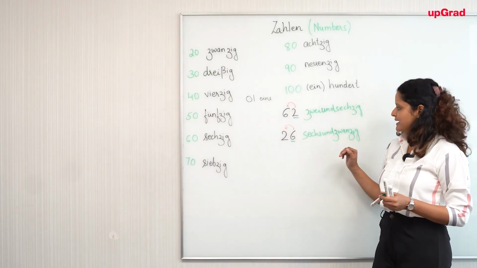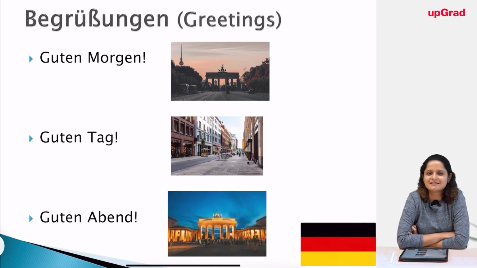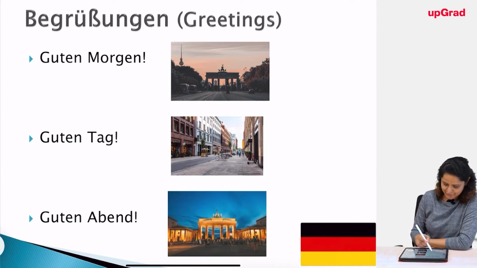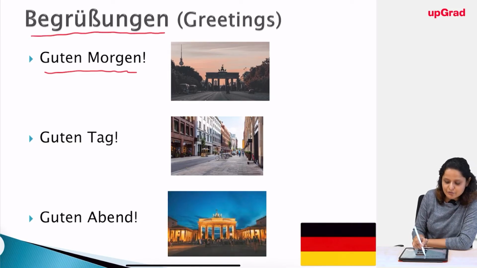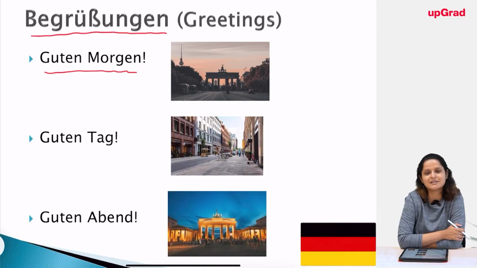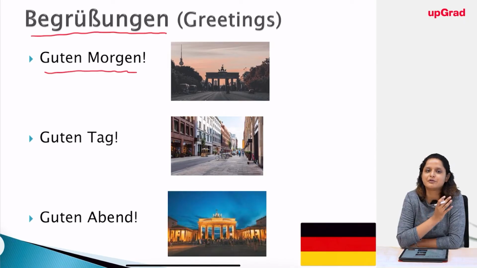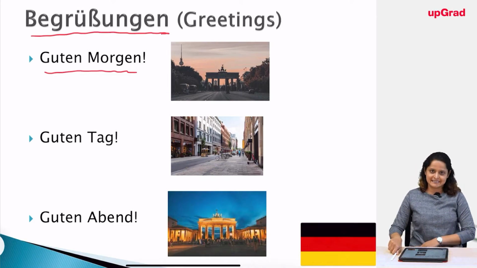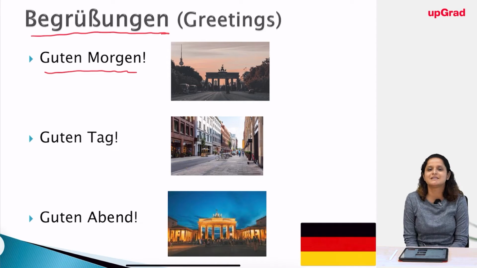Now, in day-to-day German, there are certain common greetings which are used all along. So when you meet somebody, you would first wish the person. So the first wish that we have here is Guten Morgen. Guten Morgen is a Begrüßung, that is, a greeting. So singular is Begrüßung, plural is Begrüßungen, as you can see written here. So the first and the most basic greeting we start with is Guten Morgen, which means good morning.